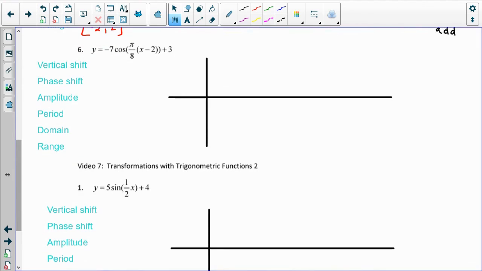Last problem that we're going to do, -7 cosine of pi over 8 times x minus 2, plus 3. So we're dealing with all different types of shifts. We have a vertical shift up 3 or plus 3. We have a phase shift right 2 or plus 2. So that's where that comes from. The amplitude is 7, but we're going to start at the bottom because we have a negative cosine.